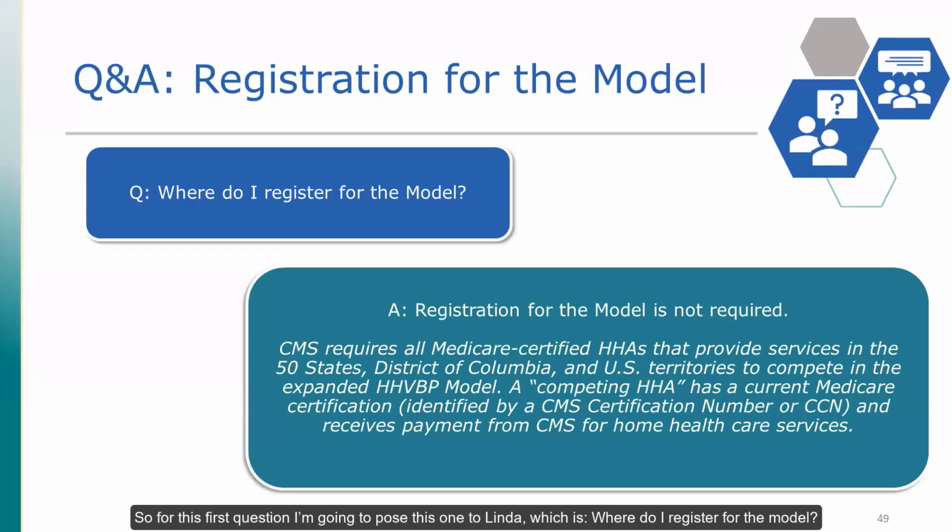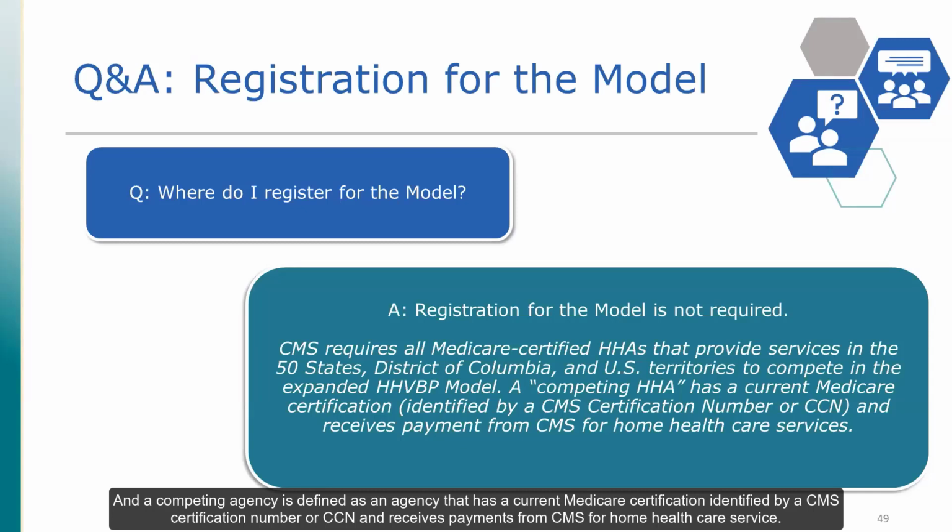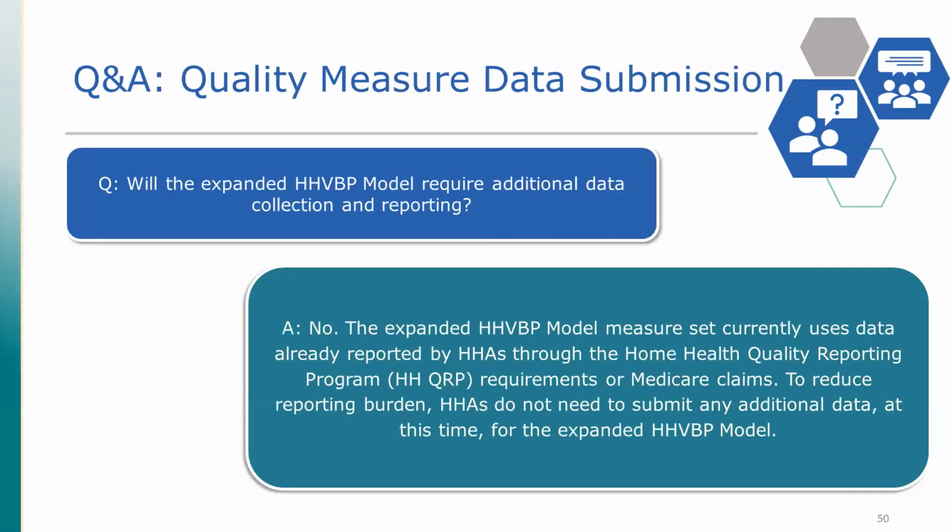For this first question, I'm going to pose this one to Linda, which is, where do I register for the model? There is no registration required for the expanded model. CMS is requiring that all Medicare certified agencies that provide services in any of the 50 states, the District of Columbia, and the U.S. territories compete in the expanded HHVBP model. A competing agency is defined as an agency that has a current Medicare certification, identified by a CMS certification number, or CCN, and receives payments from CMS for home healthcare services.